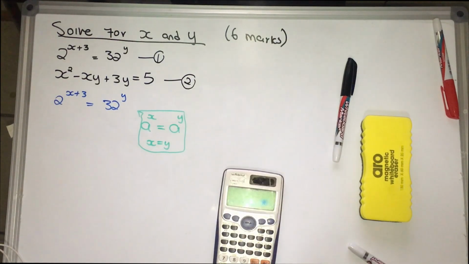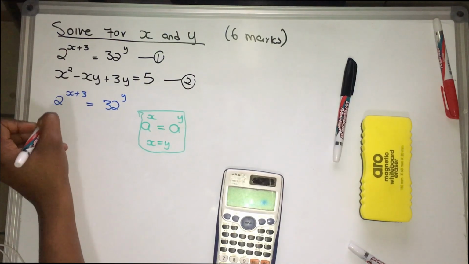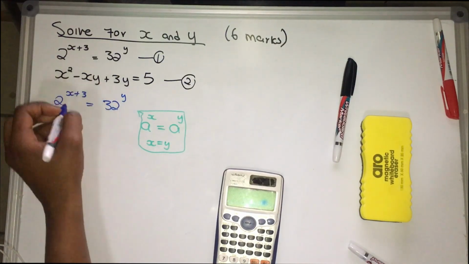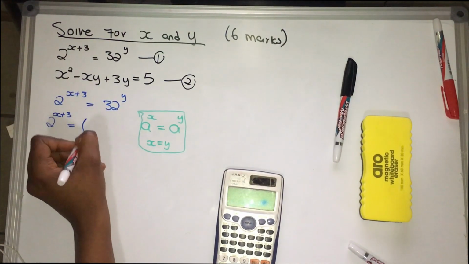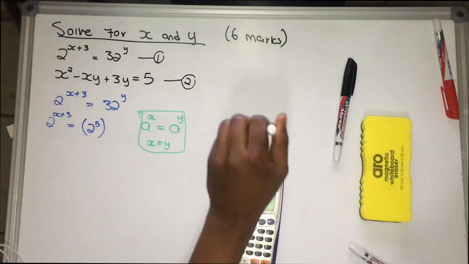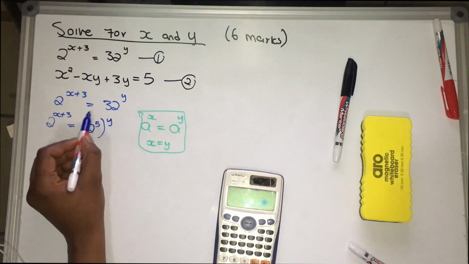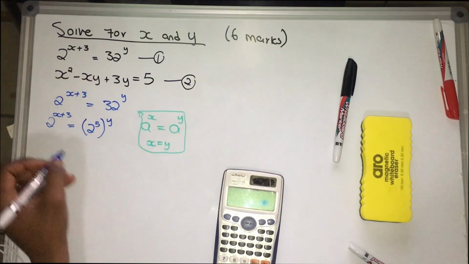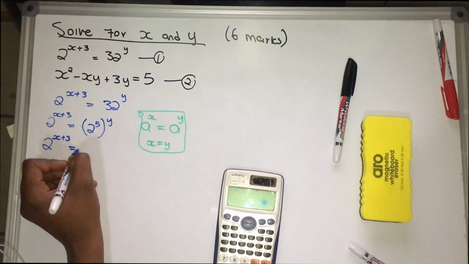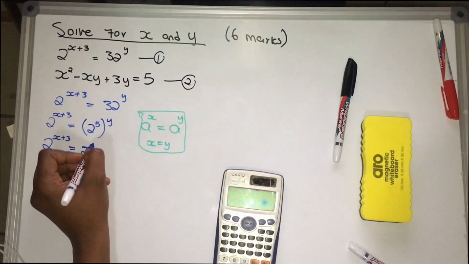So now we express 32 in terms of 2. On this side we have 2^(x+3), and 32 expressed in terms of 2 is 2^5. So 2 times 2 times 2 times 2 times 2, five of them, gives 32. So all of this is to the power of y. Simplifying it further, 2^(x+3) equals 2 to the power 5 times y, so 5y.